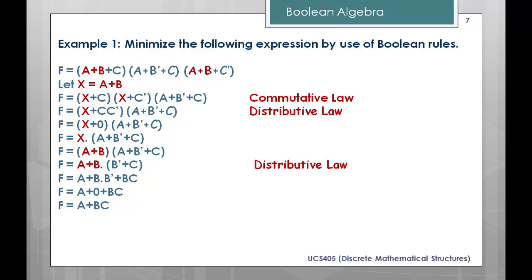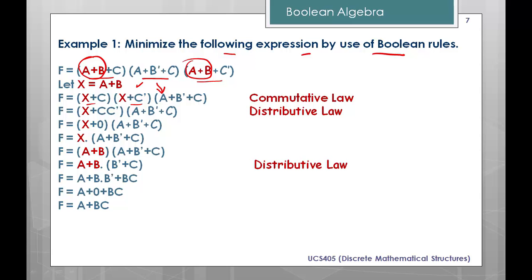Next, under Boolean algebra, our main task is to minimize the expression with the use of Boolean rules that we have studied recently. See the expression f is equal to a plus b plus c into a plus b complement plus c, a plus b plus c complement. Now see, what is the common term? A plus b, a plus b. So we are going to assume first x is equal to a plus b. Now replace, x plus c dash. This term will remain same.